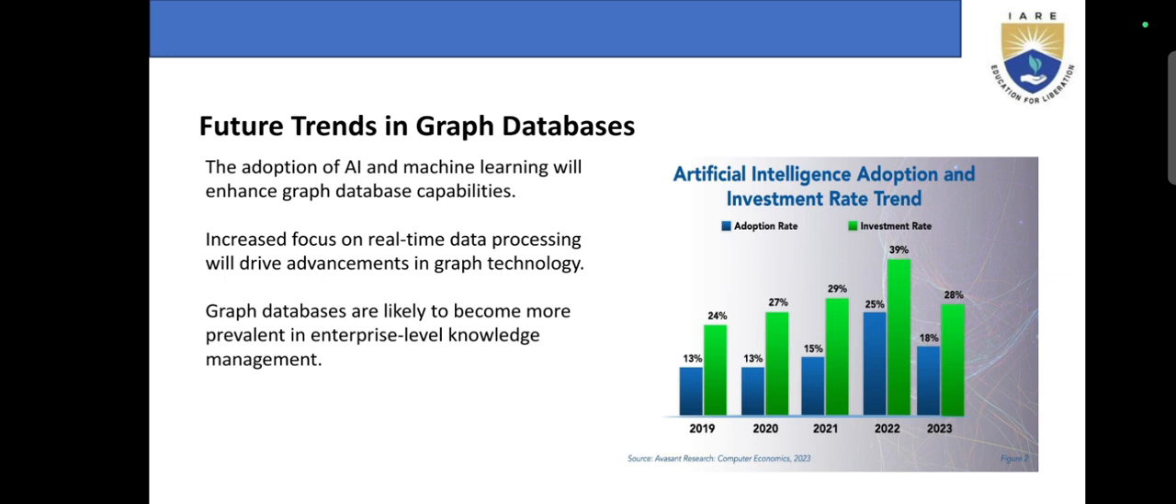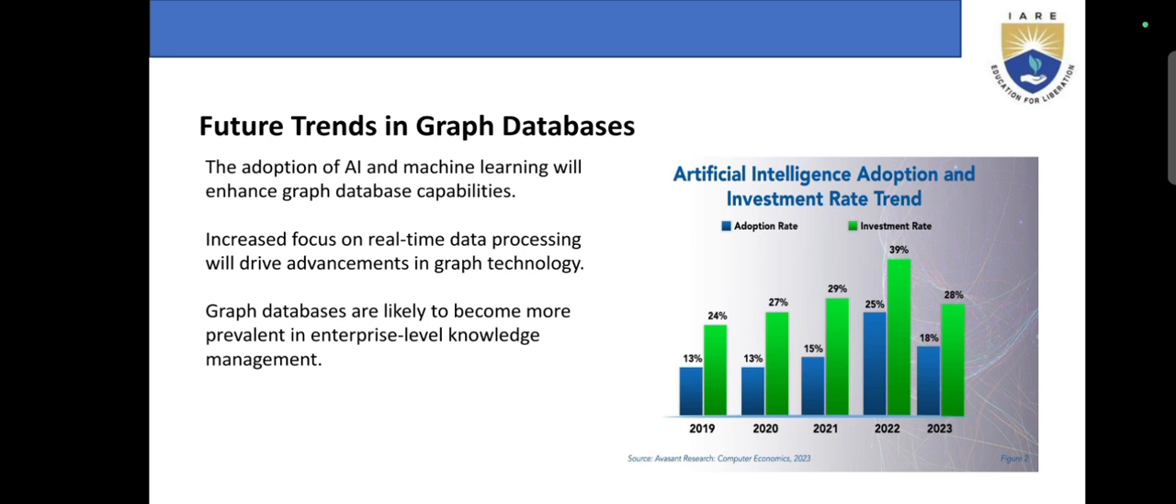In the year 2019, the adoption rate is 13%. In 2020 it is 30%. In 2021, 15%. In 2022, 25%. In 2023, 18%. The investment rate in 2019 is 24%, 2020 27%, 2021 29%, 2022 39%, and 2023 28%. This covers the artificial intelligence adoption and investment rate trend.